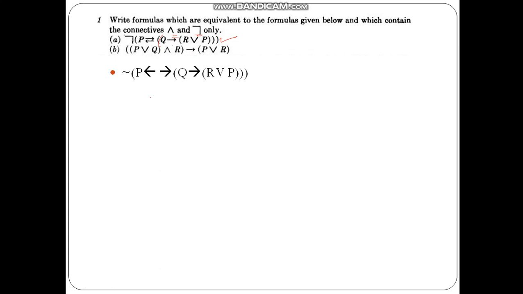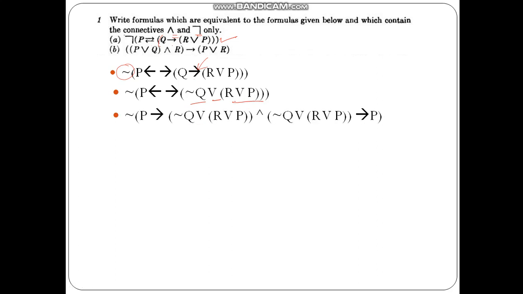Here, P double implies Q, and Q implies R or P, with not outside, so the not is common to the whole complete formula. Whatever internal implication is there is converted to not Q or R or P. Then this external biconditional is now eliminated: P implies the second part, and the second part implies P.